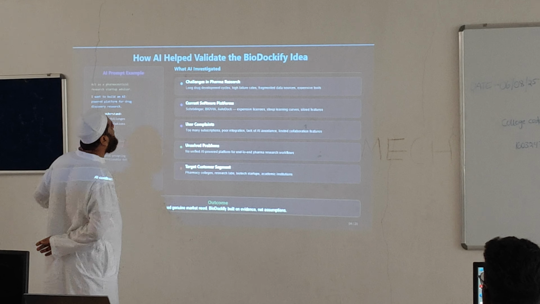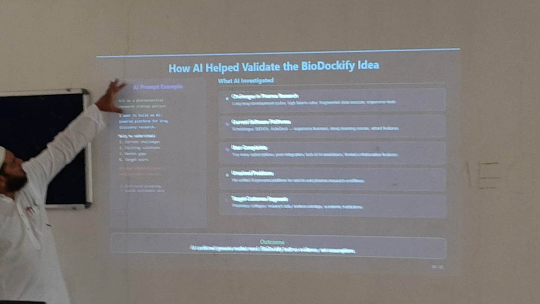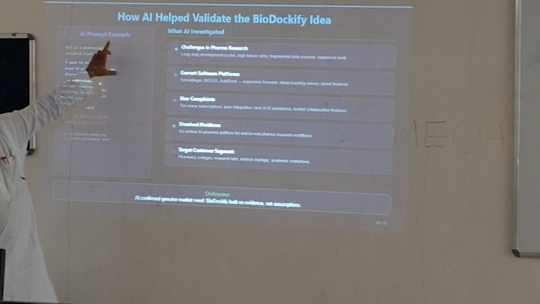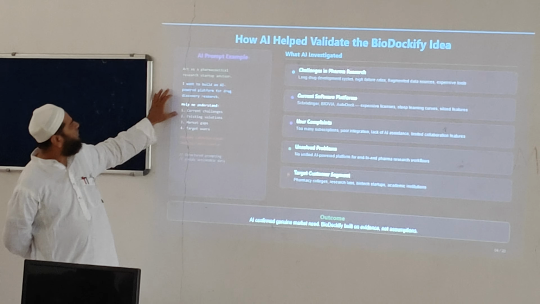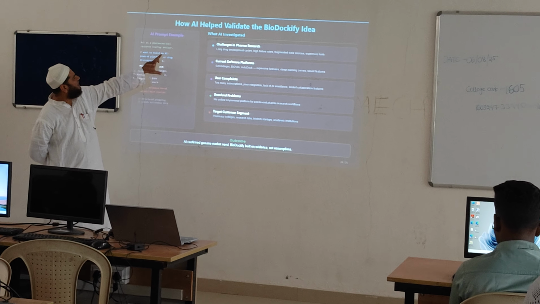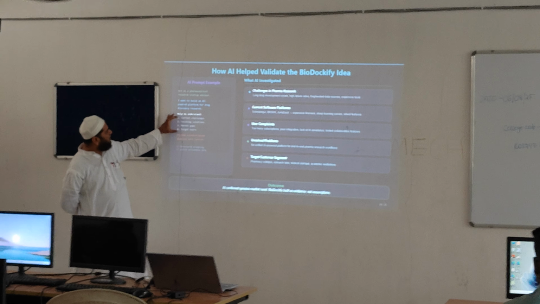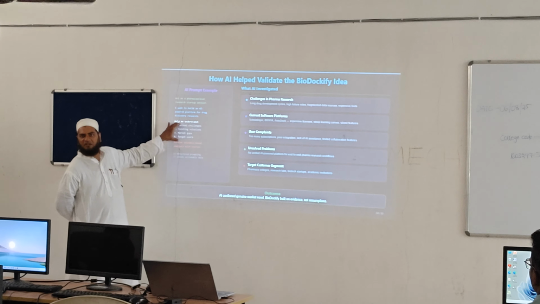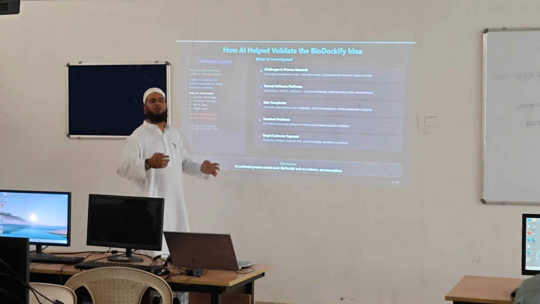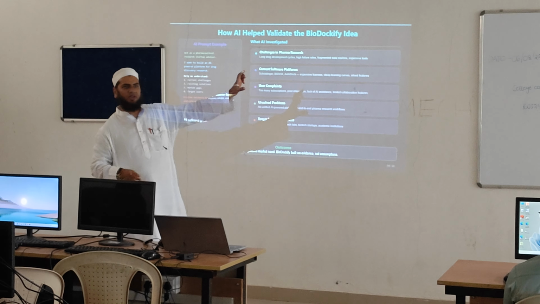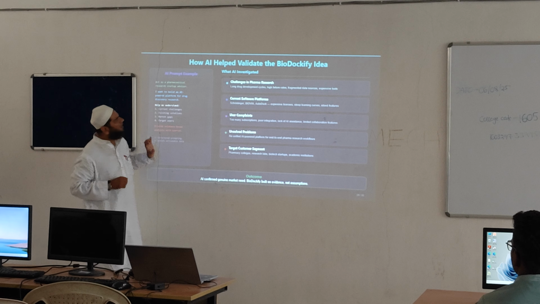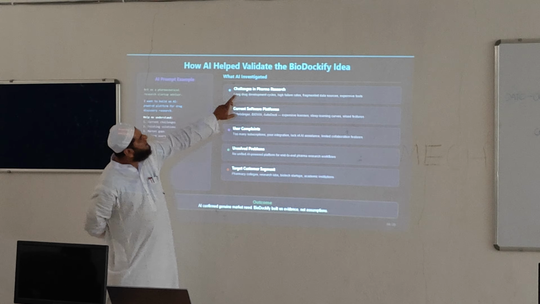Next, how AI helped validate the BioDockify idea. To get an idea validated, we need to give a prompt, meaning input to the AI. First, I asked the AI to act as a pharmaceutical research startup advisor. Then I gave it a rough idea, and it collected information sources from the internet. I gathered everything in one place, checked compatibility studies, whether this software is compatible with that part of the software or not, and did a comparative study, including challenges in pharma research.